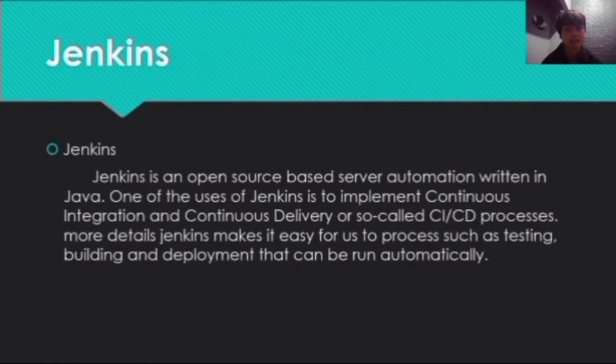And next is Jenkins. Jenkins is an open source based server automation written in Java. One of the uses of Jenkins is to implement continuous integration and continuous delivery, also called CI/CD process. More details, Jenkins make it easy for us to process such as testing, building, and deployment that can be run automatically.